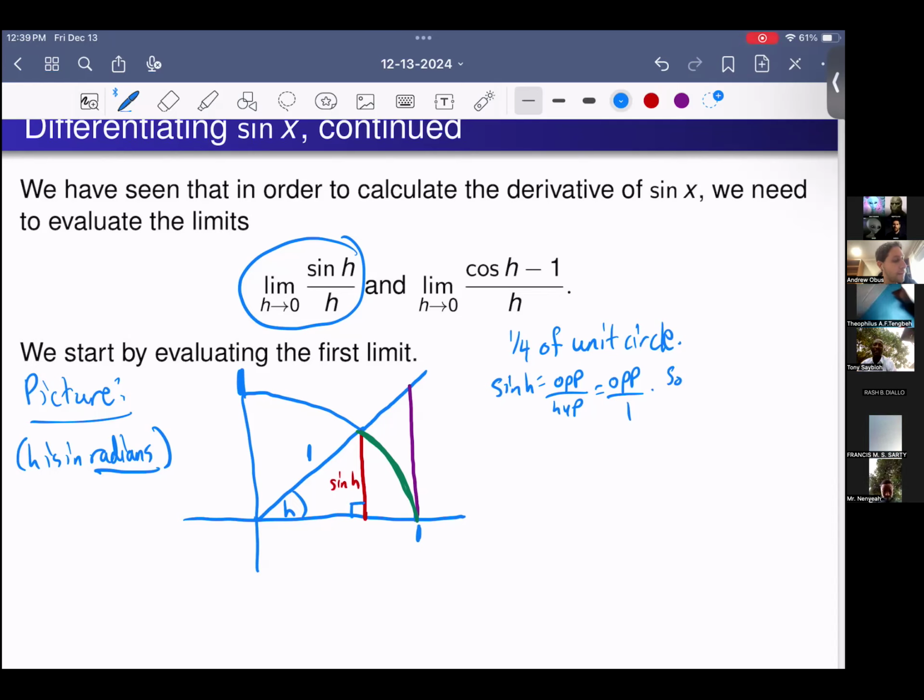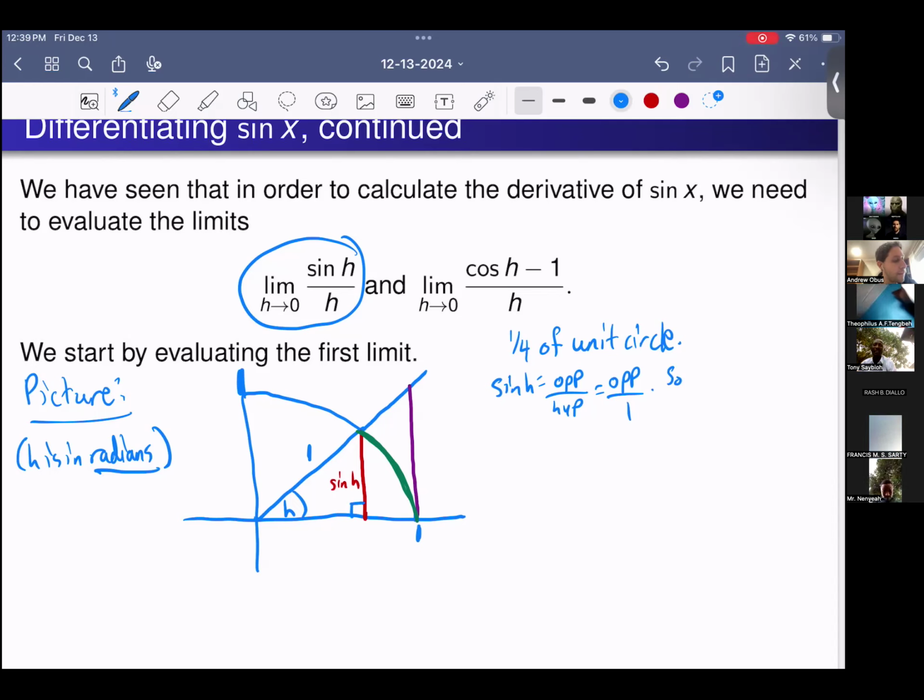Now, what about the green arc length? The green arc length is the arc of a circle cut out by an angle of h radians. So you have to remember, so I'll write this down. Green arc length is the arc of the unit circle cut out by an angle of h radians.